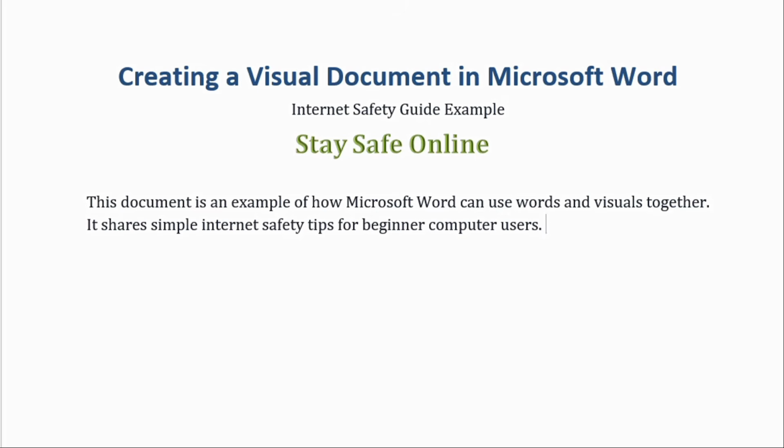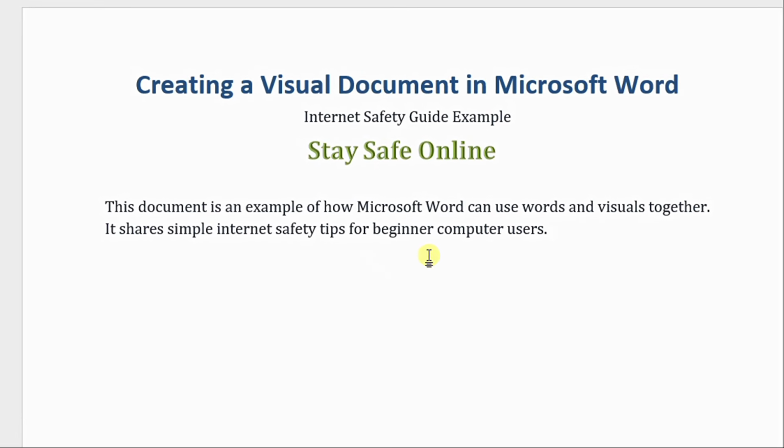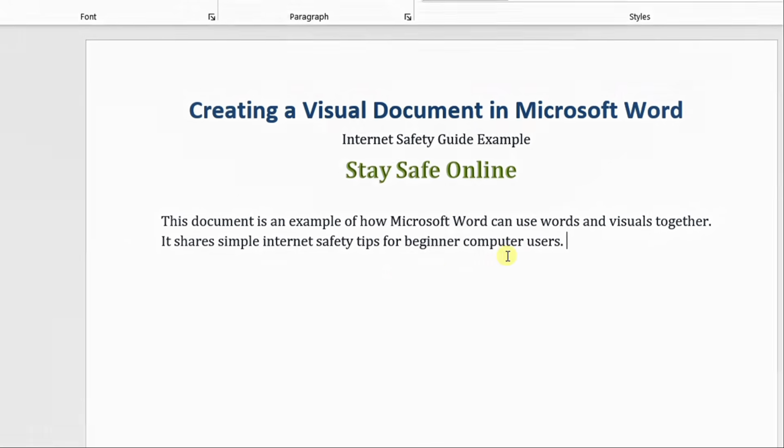Right, I'm done. This introduction is short, but it does two things. It explains that we are creating a visual Word document, and it also introduces internet safety for beginner computer users. You see? This document is an example of how Microsoft Word can use words and visuals together. It shares simple internet safety tips for beginner computer users. You see?